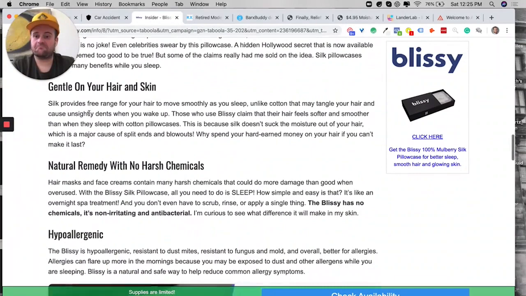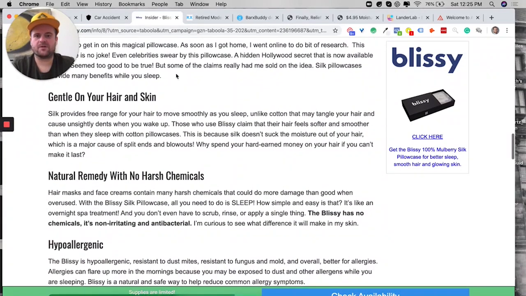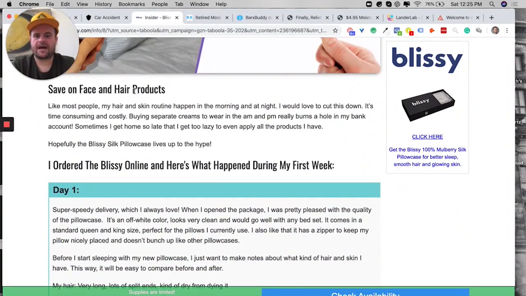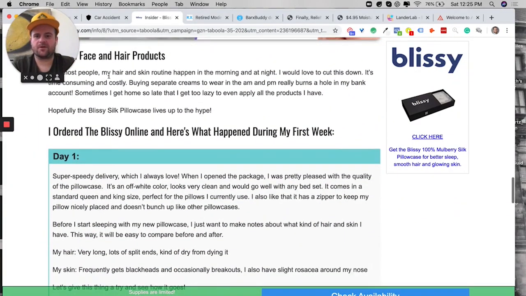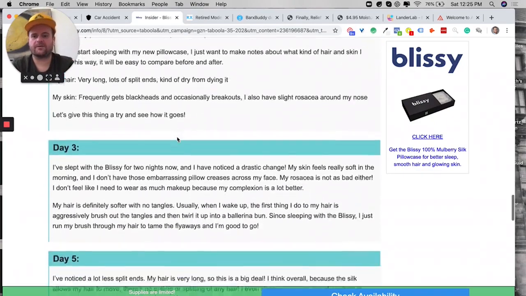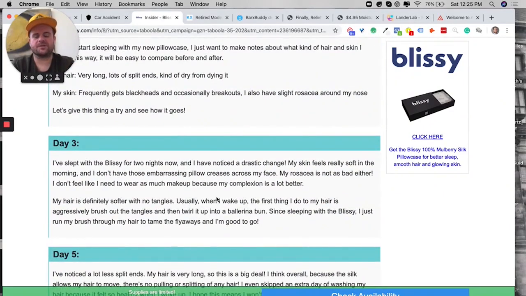Why is it? It's because it's gentle. It does this, because all of the other pillowcases don't do that. How great. And then, how does it work? And then, putting it to the test. I did this. This is a bigger test. Day 1, I noticed this. Day 3, day 5. We do the tests. These are really powerful because it's future pacing.